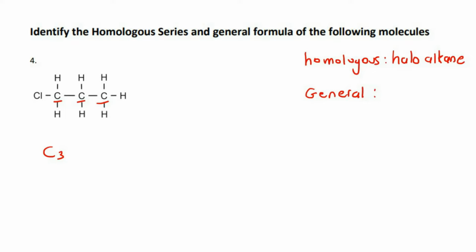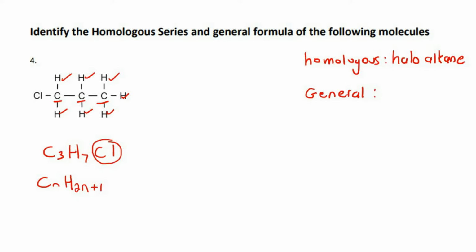So there are 3 carbons, and then there's 1, 2, 3, 4, 5, 6, 7. So there's double the hydrogens plus 1. Sorry, let me just first say that, and then there's a Cl. So if we want to work out the general formula, we could say n over here, and then you could say the hydrogens will be double that, and then plus 1, because that's how you would get to 7. And then there would be some type of haloalkane.